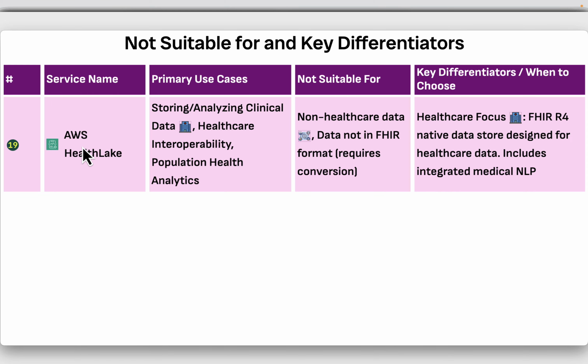Next service, AWS HealthLake. Primary use cases are storing and analyzing clinical data, healthcare interoperability, and population health analytics. So it is not suitable for non-healthcare data, or data not in FHIR format that requires conversion. FHIR is actually Fast Healthcare Interoperability Resources. So if the data is not in FHIR format, that will require conversion to actually work with this service.